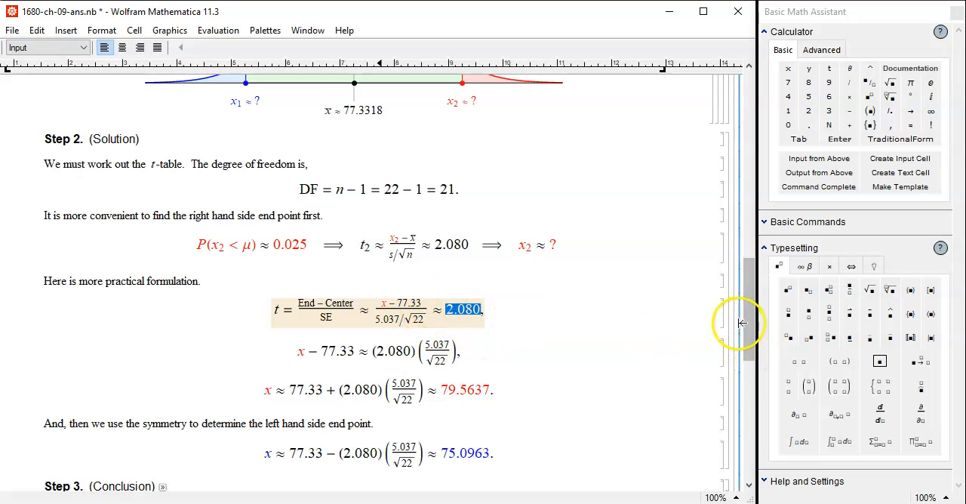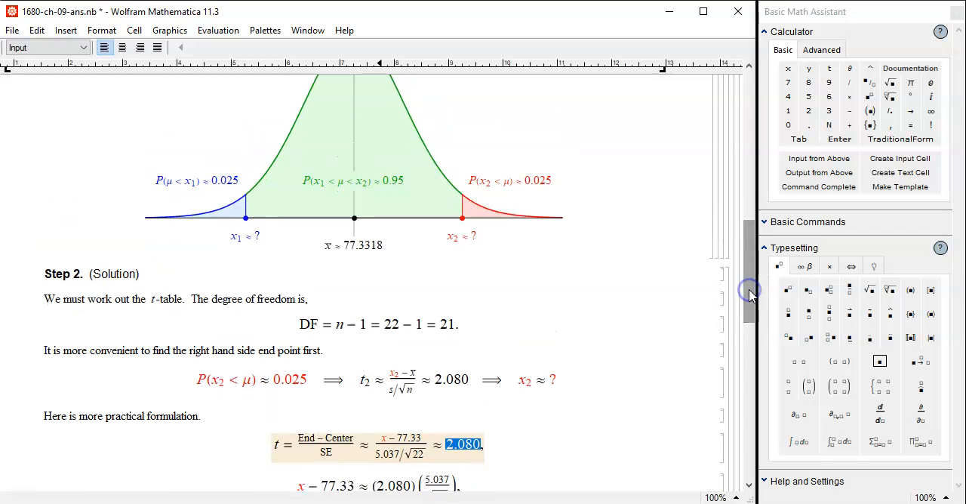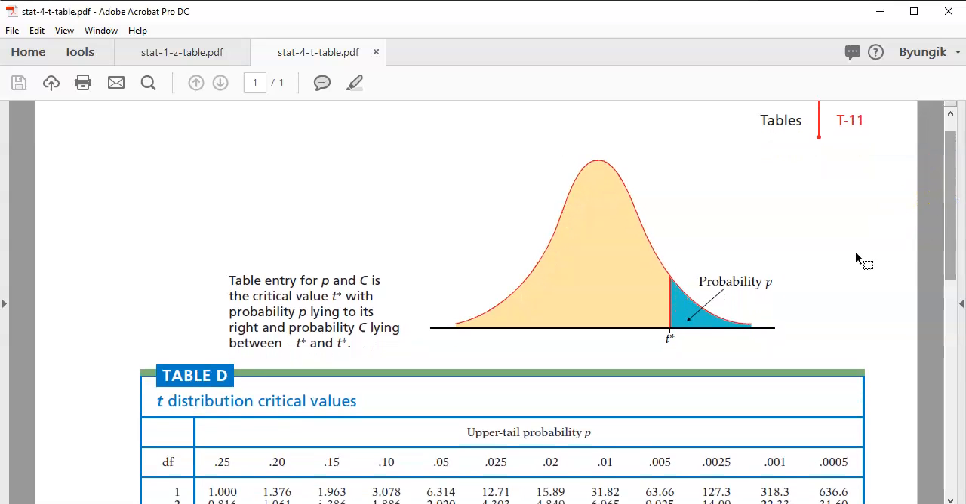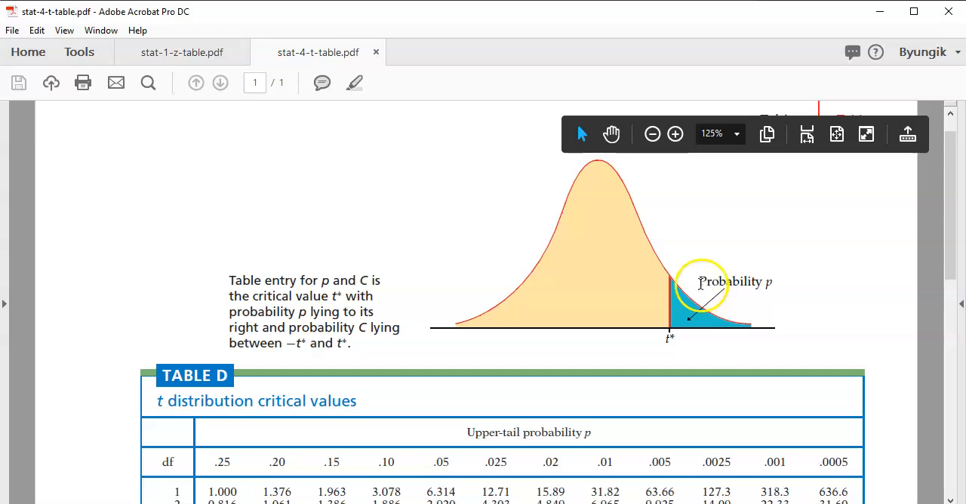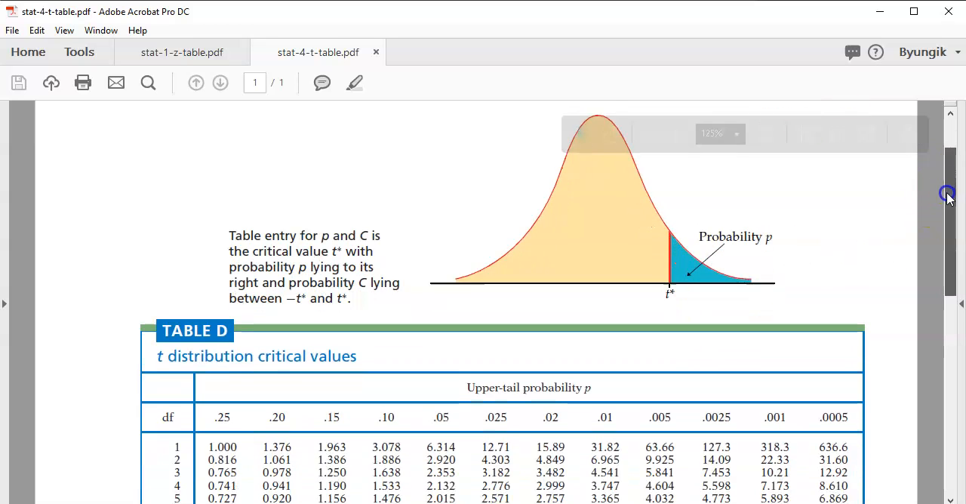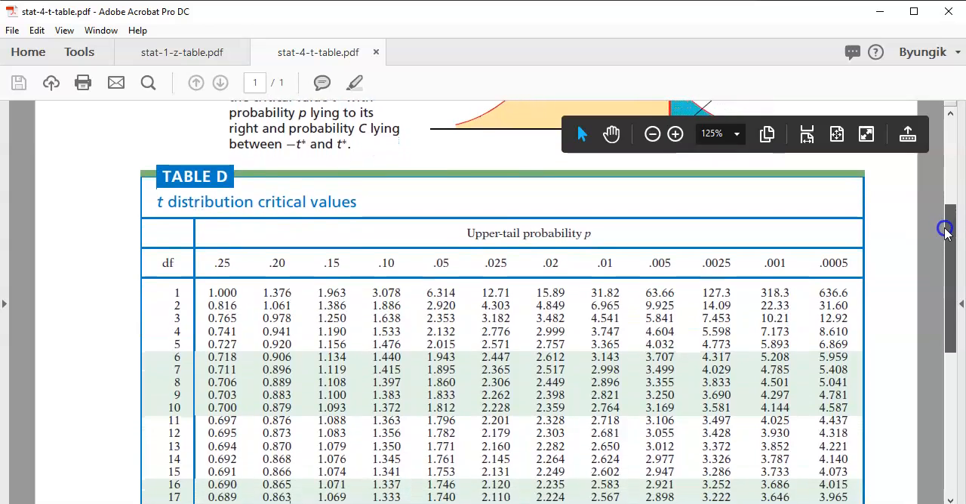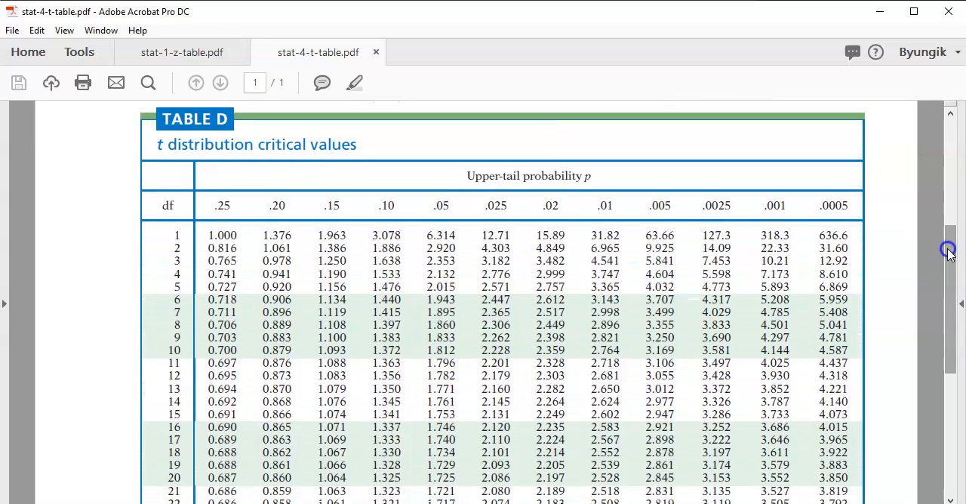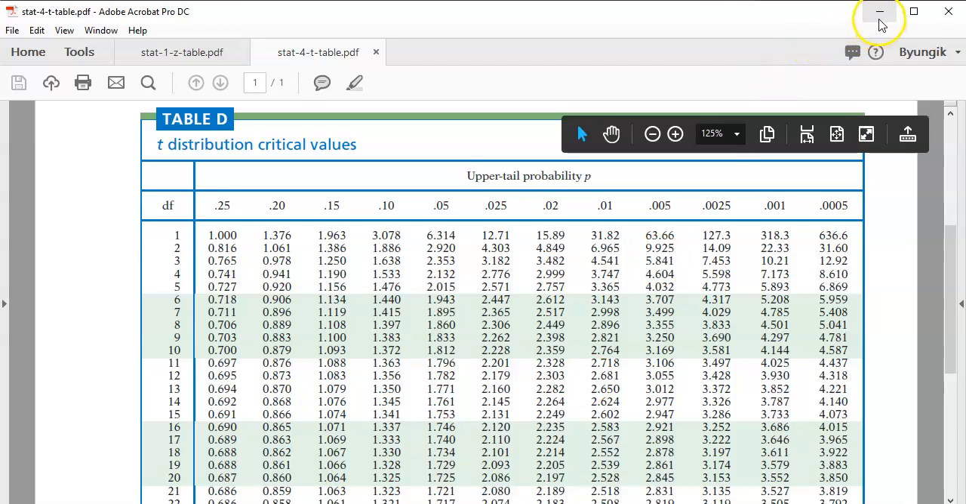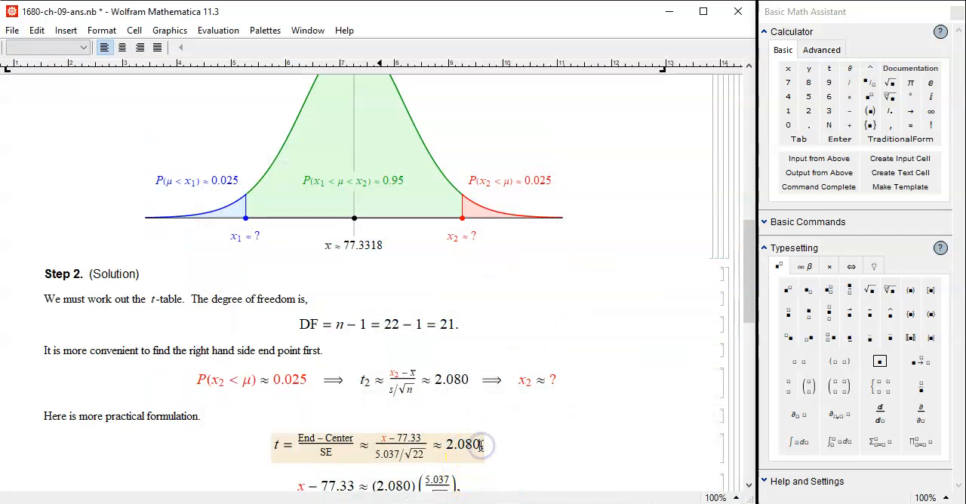How do you get this 2.080? Let's find out. Let's go to the t-table. Okay, here's the t-table, and we need shading here, 2.5% to our right. And that means we have to follow this column here, 2.5%. And let's go down to the degree of freedom of 21, coming right here, and that is 2.080. That's your t-score, 2.080. That's what you put over here: (x minus center) over SE is your t-score.